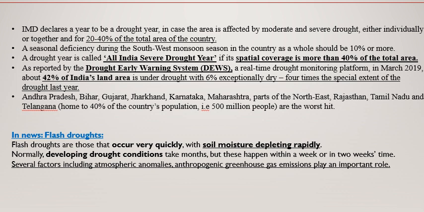Andhra Pradesh, Bihar, Gujarat, Jharkhand, Karnataka, Maharashtra, Rajasthan, Tamil Nadu, and Telangana are home to 40% of the country's population. They are the most affected. Why are these flash droughts happening? Because of the soil moisture in this process. Actually, the moisture from the soil will evaporate and it becomes severely dry. It is very difficult for agriculture in these kinds of drought areas.